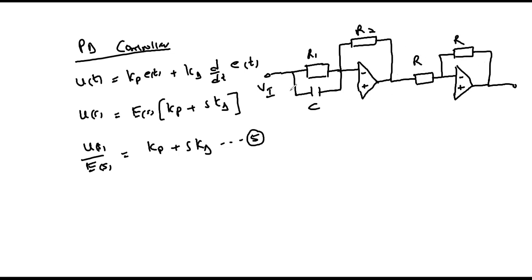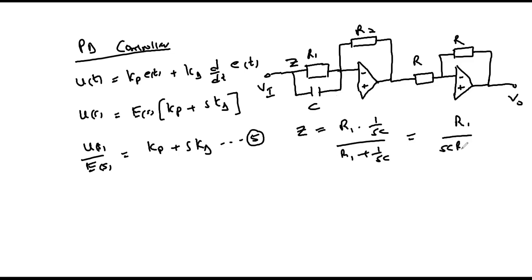So this is the input and this is the output. On the forward path, we have an impedance Z. Z is defined by the parallel capacitor-resistor network of R1 multiplied by 1 over SC, over R1 plus 1 over SC, which will be equal to R1 over SC R1 plus 1.